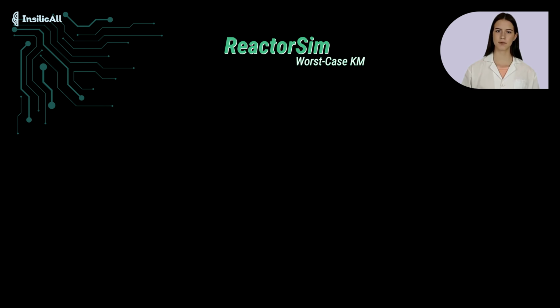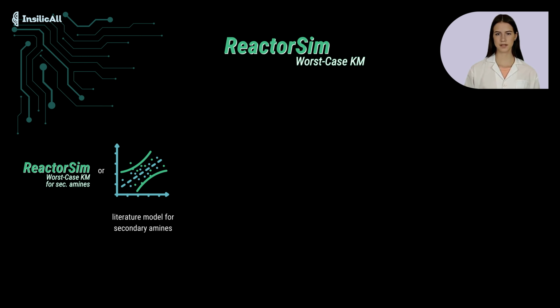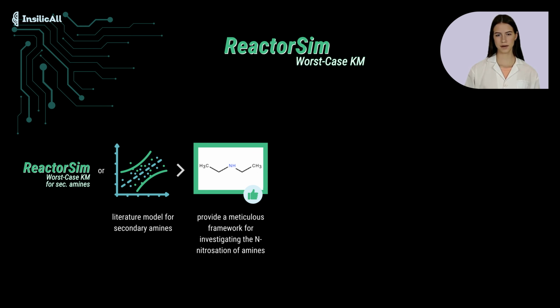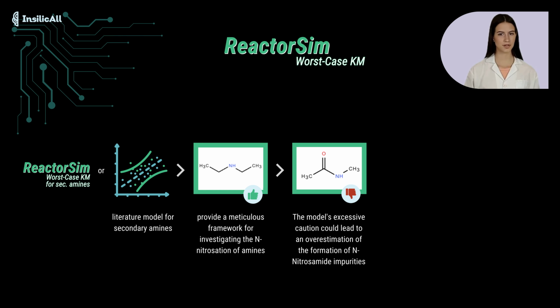Why have we chosen to craft a worst-case kinetic mathematical model for secondary amides? To understand this decision, we must take a close look at the present methodologies and their inherent constraints. Currently available nitrosation kinetic models, such as the kinetic mathematical model for secondary amines by ReactorSim, along with others referenced in the literature, provide a meticulous framework for investigating the nitrosation of amines. However, they may fall short when tasked with the exploration of nitrosamide impurity formation.